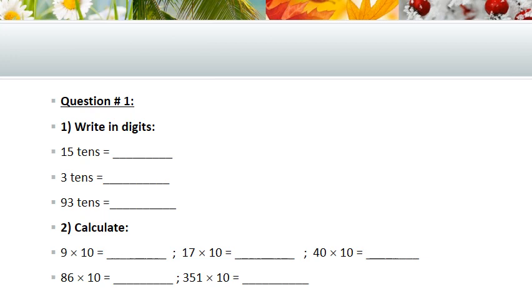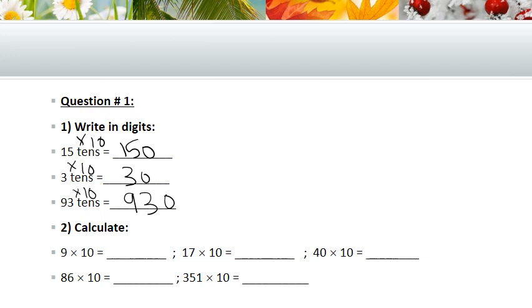Question 1. We have to write in digits. This means in numbers. 15 tenths means 15 times 10, which is equal to 150. The second one, also 3 times 10, means equal 30. 93 tenths means 93 times 10, which is equal to 930.